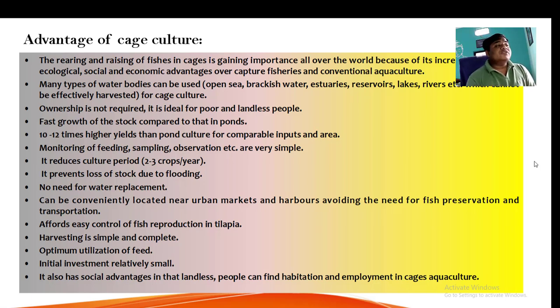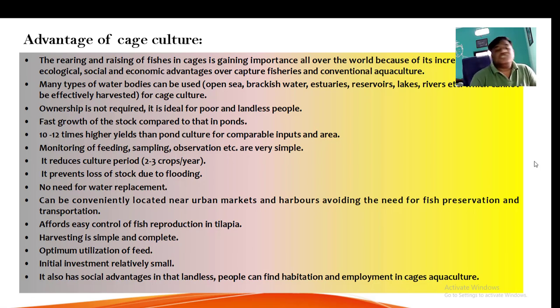Okay, and it affords easy control of fish reproduction in tilapia. We know Oreochromis mossambicus, commonly called tilapia, is a prolific breeder and breeds twice in a year, and cage culture technology can be used to easily control its reproduction. We can use monosex culture easily in cage culture. Harvesting is very simple, and complete harvesting is done in cage culture technology. It is another advantage of cage culture.